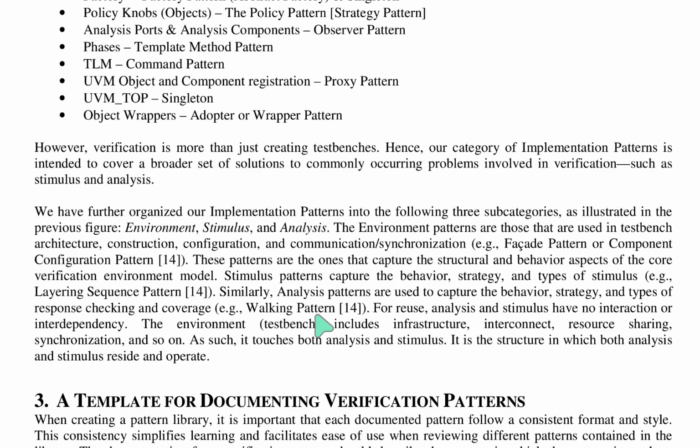The stimulus patterns capture the behavior, strategy, and types of stimulus. For example, the layering sequence pattern.